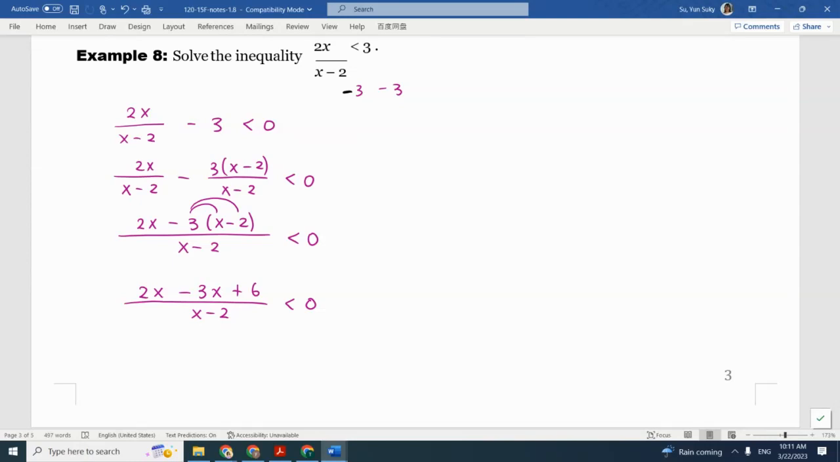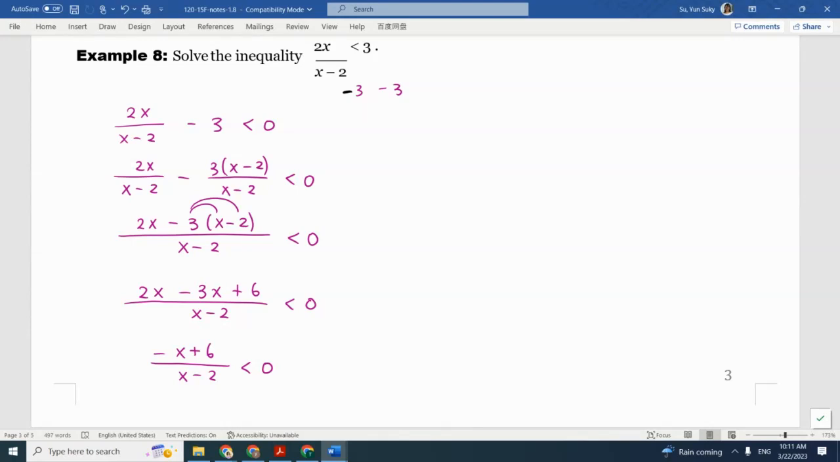Okay. Combine the like terms. 2x minus 3x is negative x. So negative x plus 6 over x minus 2 less than 0. Right? And great. This is a single fraction. And your right hand side is 0. So we want to factor completely. But it's already a linear factor. Okay? It's already factored. We cannot factor further. This is linear. Right, everybody?